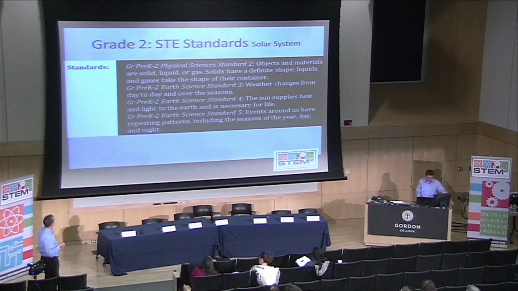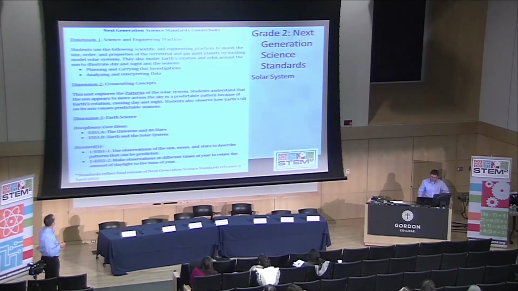Objects and materials are solid, liquid, or gas. Solids have a definite shape; liquids and gases take the shape of their container. Standard 3: weather changes from day to day over the seasons. Standard 4: the sun applies heat and light to Earth and is necessary for life. Standard 5: events around us have repeating patterns, including seasons of the year, day and night. You can see how this all plays out in the context of a solar system, because these celestial bodies are all orbiting each other and rotating. They're also different states of matter: terrestrials are solids, and gas giants are either a liquid or an ice.